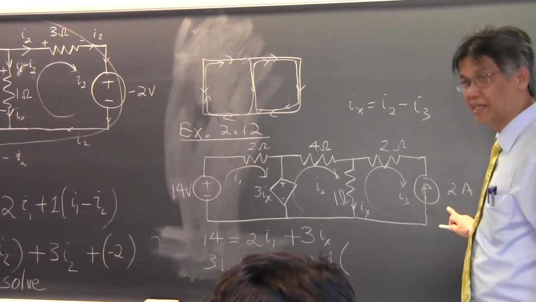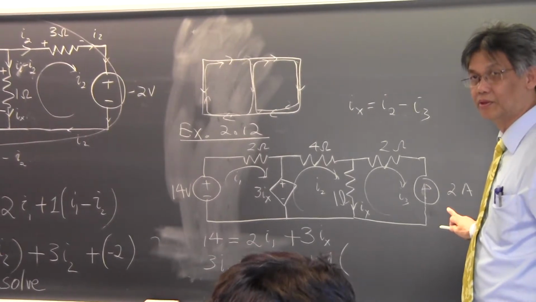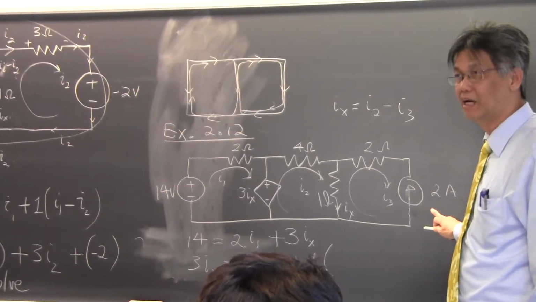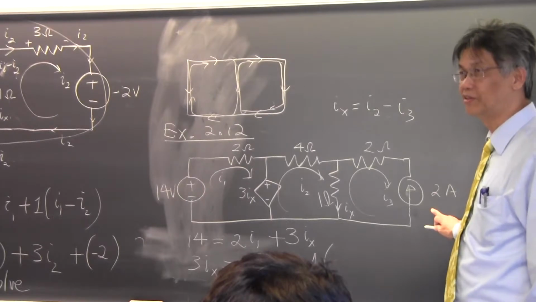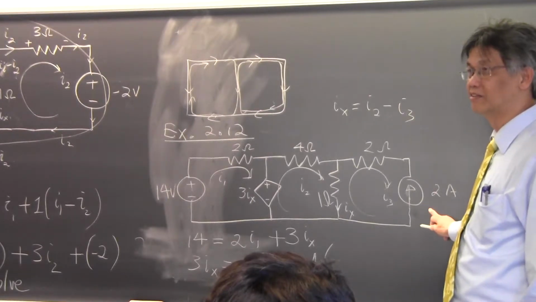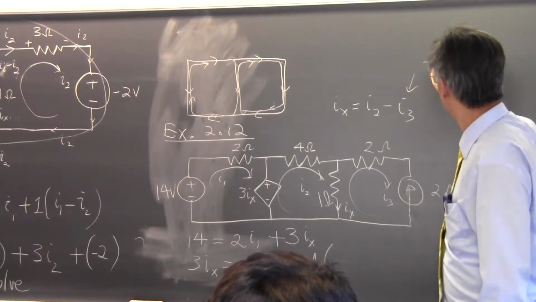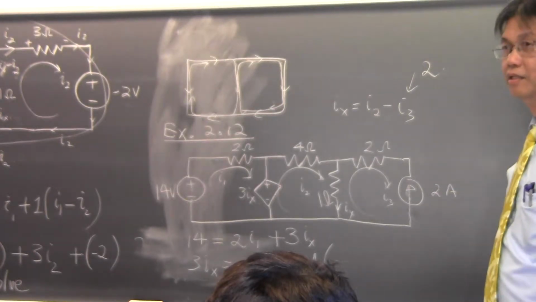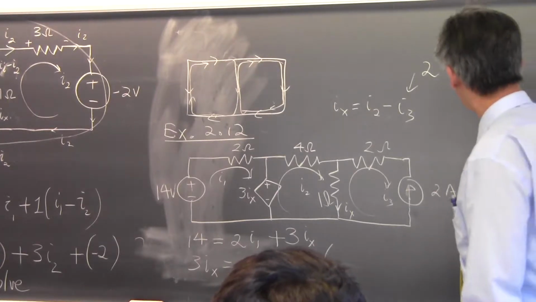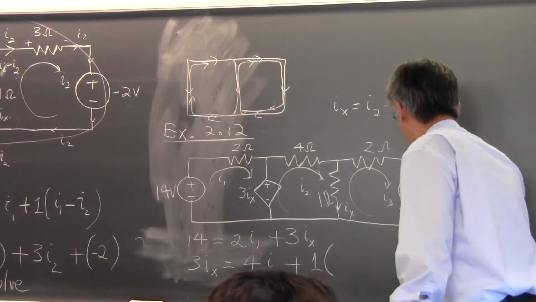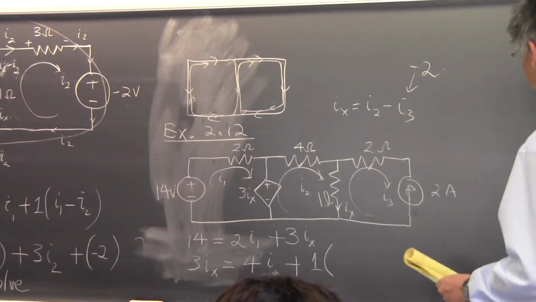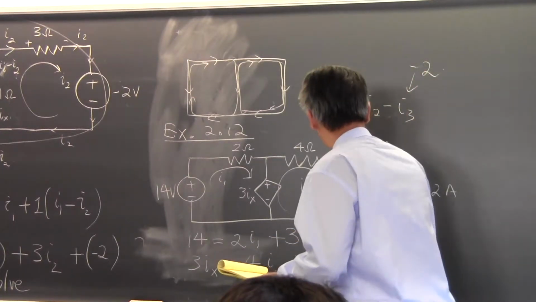But I3 is connected to a current source. So I3 is already known, has to be fixed. Current sources are very stubborn. They cannot allow you to change your values. So I3 must be 2. That's right, negative 2. Okay, very good, negative 2. So then I should have I2 plus 2.